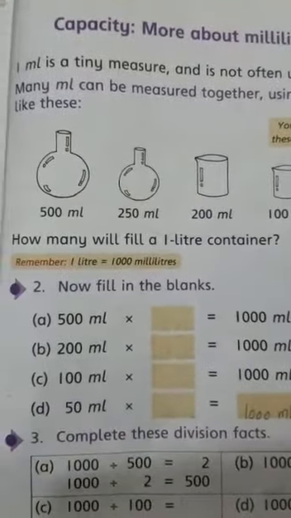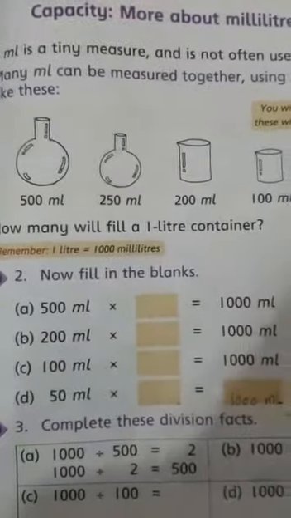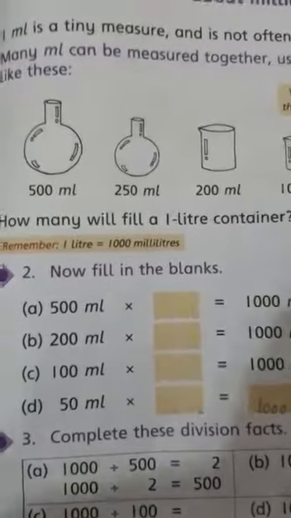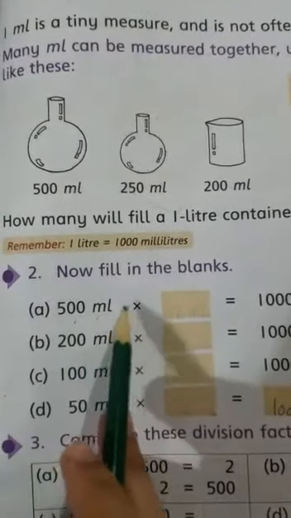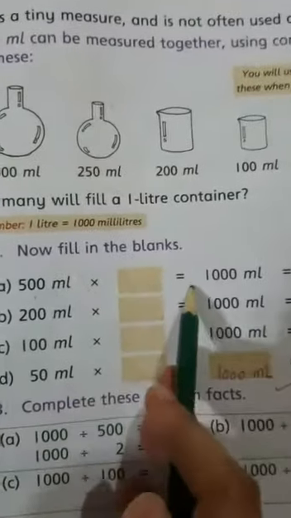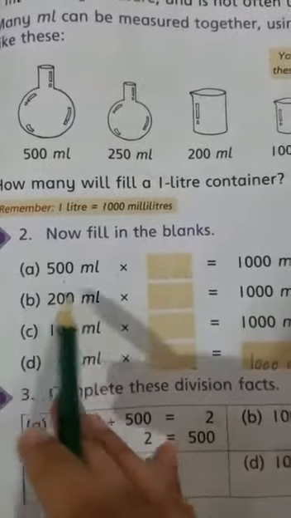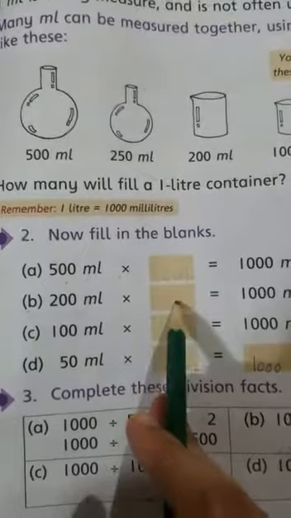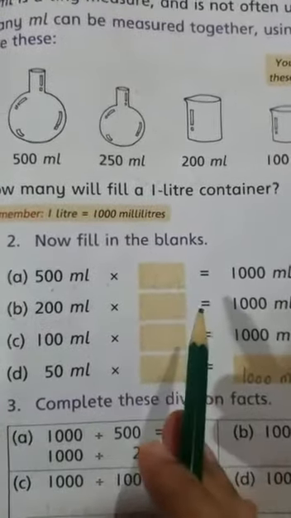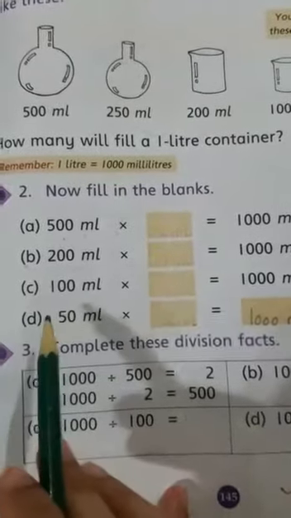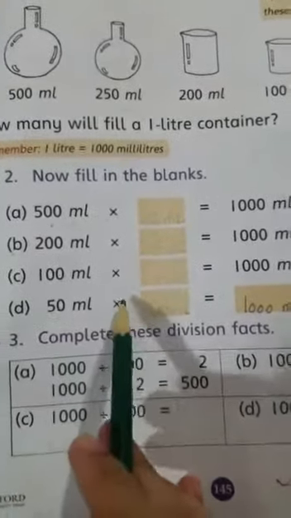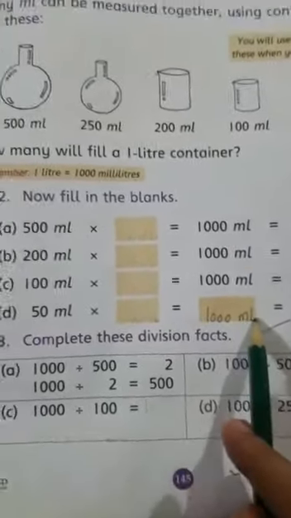Now tell me, by which number will we get 1000 milliliter? Come on. 500 milliliter multiplied by which number gives us 1000 milliliter? 200 milliliter multiplied by which number gives us 1000 milliliter? 100 milliliter. Similarly, in number D, 50 milliliter multiplied by which number gives us the answer of 1000 milliliter?